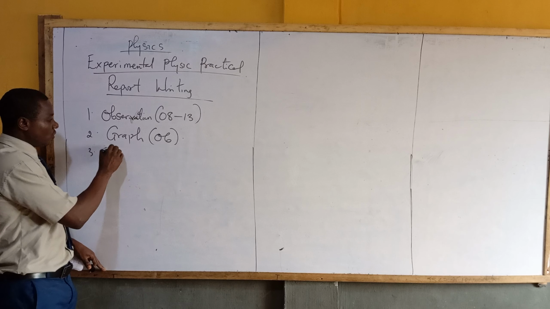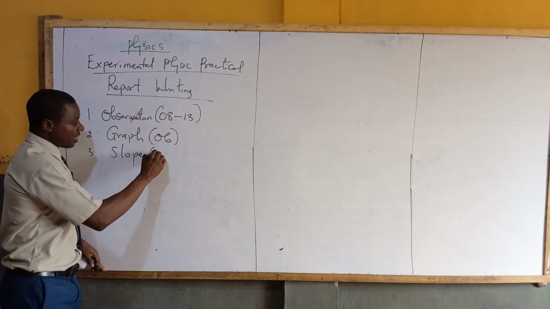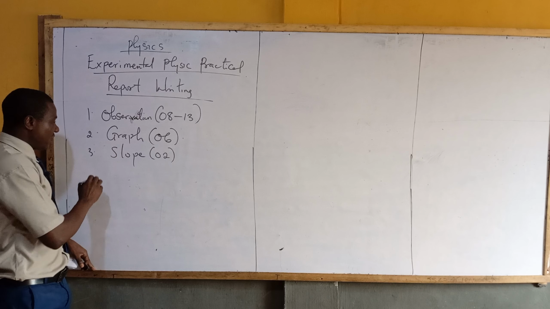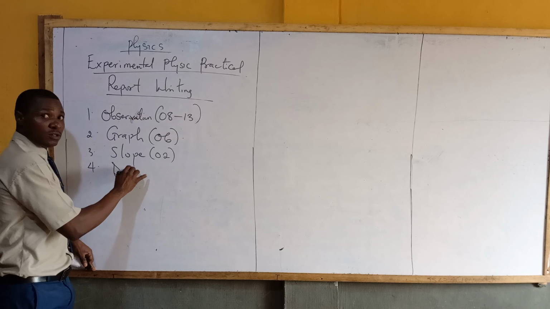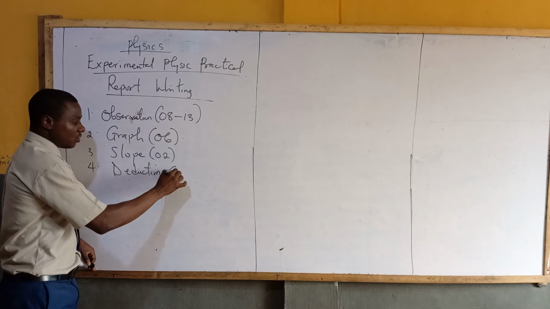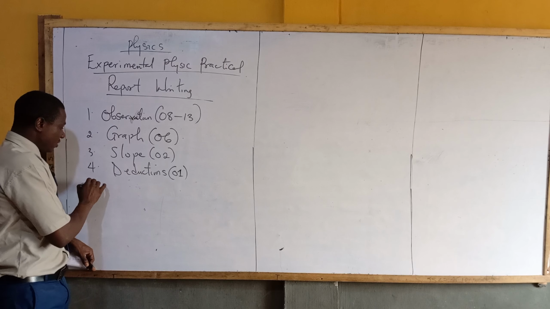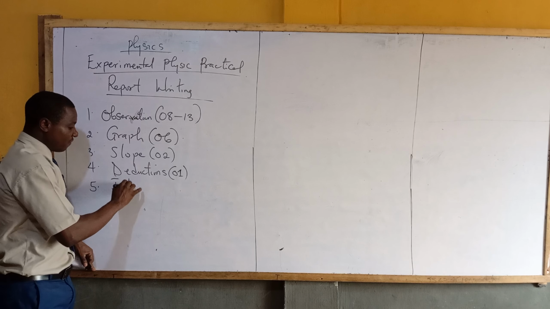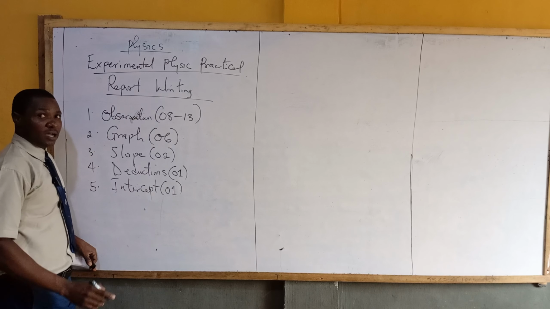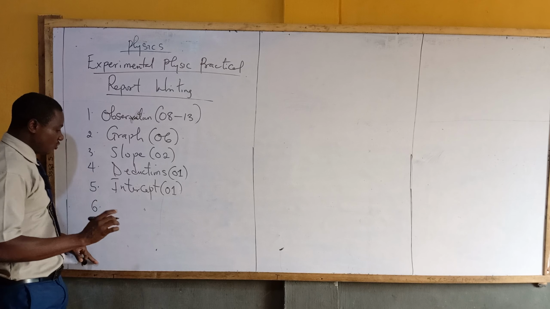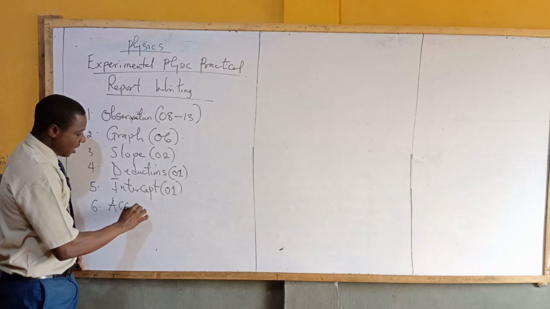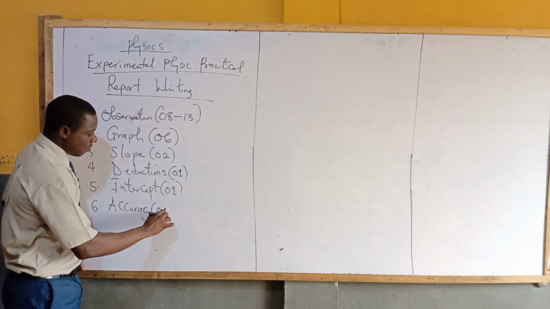The third one has to do with your slope, and your slope is basically a maximum of 2 marks. But your slope is needed in some other areas, like number 4, your deductions. In your deductions, they will check, it may be based on your slope, and your deduction is 1 mark. Sometimes the intercept will also be factored into whatever it is you have done. The intercept is still 1 mark. There's also one particular aspect that you usually do not see in your question paper. That aspect is called accuracy, and the accuracy aspect is also 1 mark.